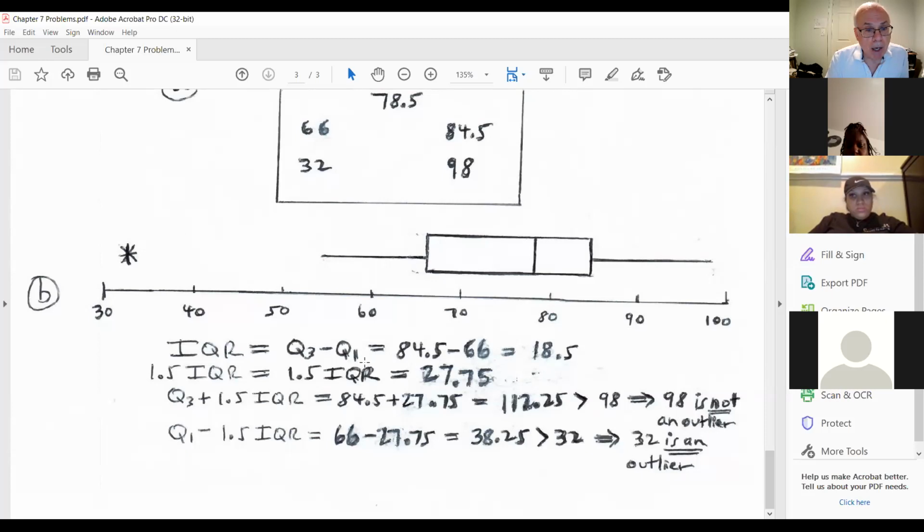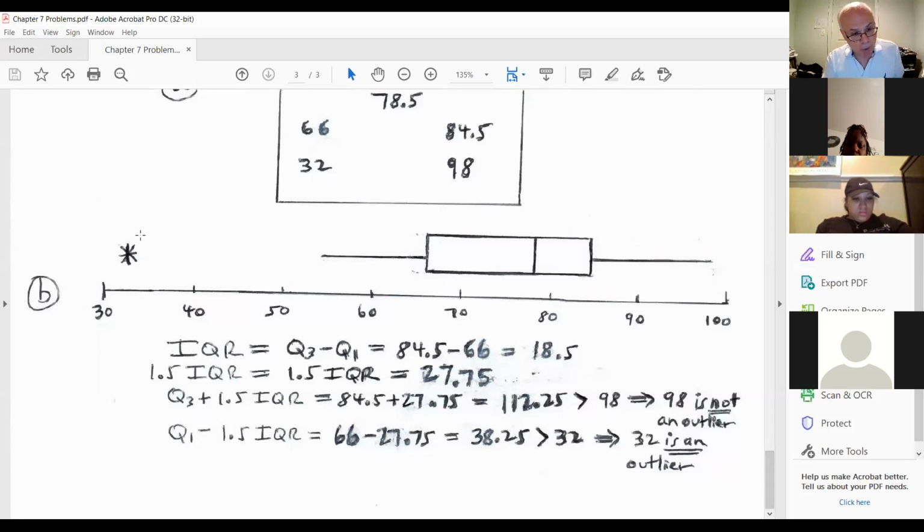Then you want to look at small outliers. So what do you do? You take your Q1, which is 66, and you subtract from it the 1.5 IQR, that's 27.75. You subtract it, you get 38.25. 38.25 is around here. Then the rule says, look for any numbers that are smaller than that. Well, there is. 32 is smaller than 38.25. Any number that is smaller than this number here is an outlier. So 32 is an outlier.